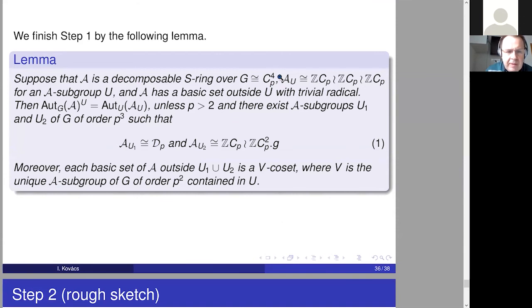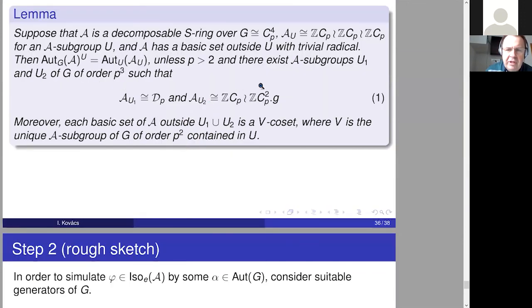Suppose that you have a subgroup A on which the induced S-ring is a wreath product, and A has a basic set outside U with trivial radical. Then this condition holds, and this is enough for the CI property according to the other condition, unless you have this description of this S-ring. You have subgroups U1 and U2 of G of order p^3, such that on this one you have the S-ring which is exceptional, and on U2 you will see this S-ring.